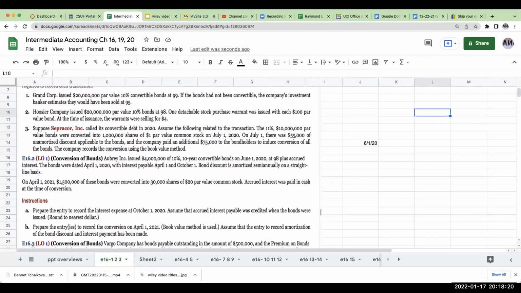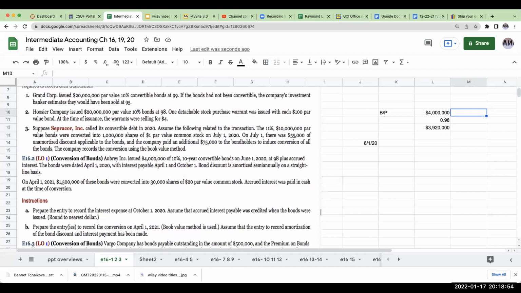So that means that the bonds had a face value of 4 million, and I issued these at 98. That essentially means that the amount of cash I got from the bonds themselves is 3,920,000. However, at the same time, they also paid accrued interest.